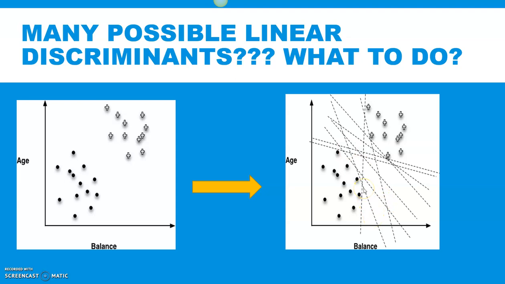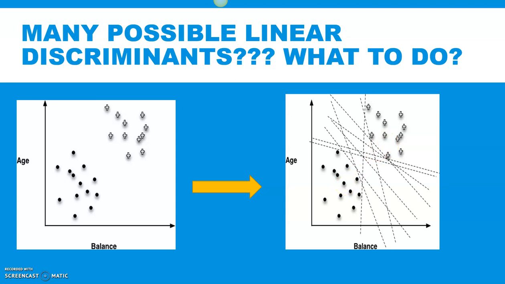And you would say, if the new customer falls on one side of the line, you would call them a cross. If the new customer falls on the other side of the line, you would call them a dot. And as you can see, this is not an easy process, because there are many possible lines that separate, in this picture, the crosses from the dots.